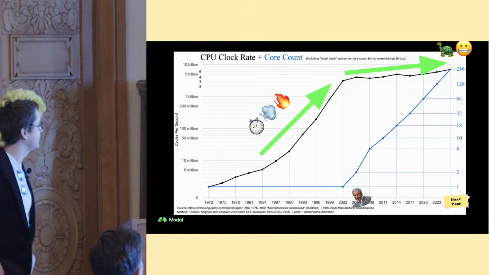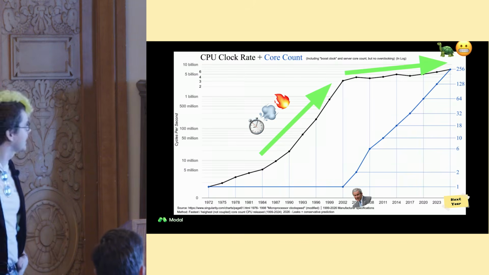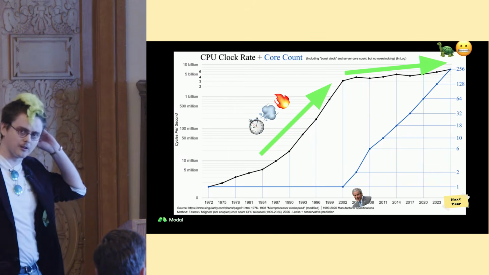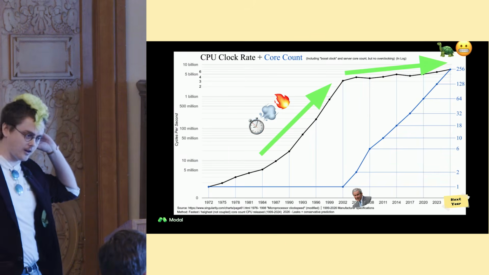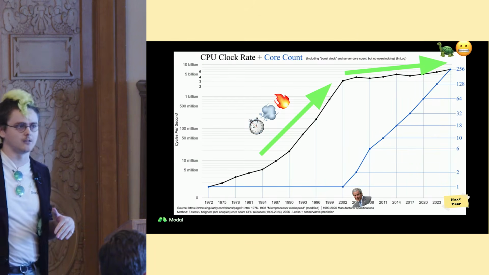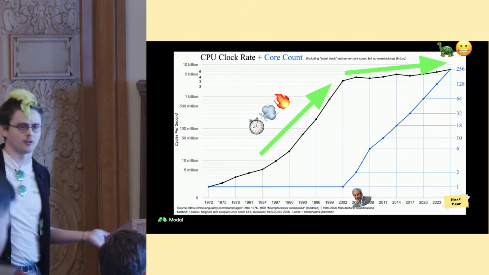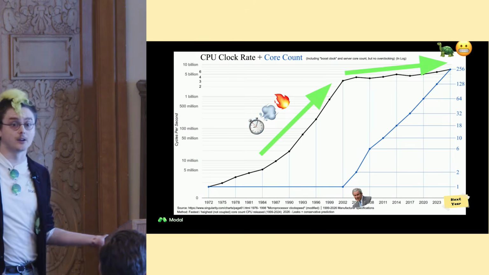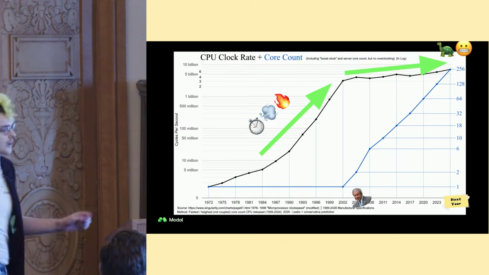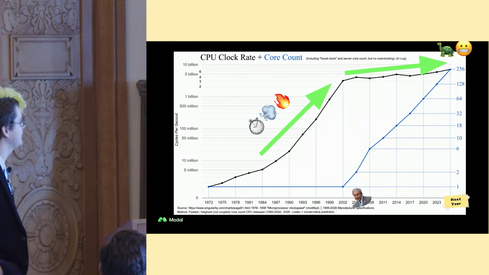The halcyon era of this was the 80s and the 90s, when people could keep increasing the clock rate. During that period, you could just wait and then buy a computer, and software would run faster. Literally the same binary would just run faster, with no software engineers involved. And this was really great.